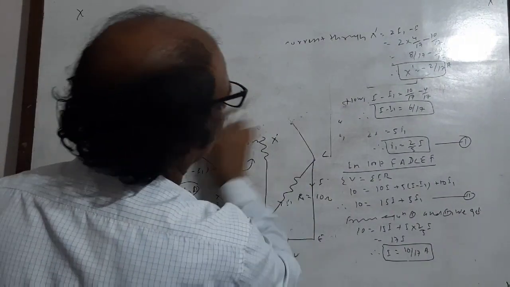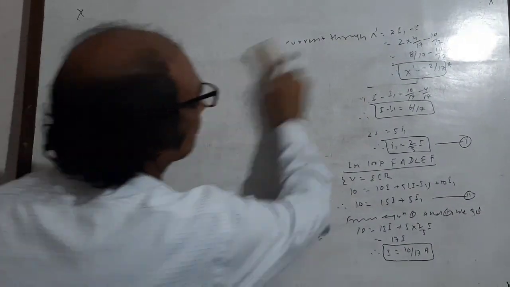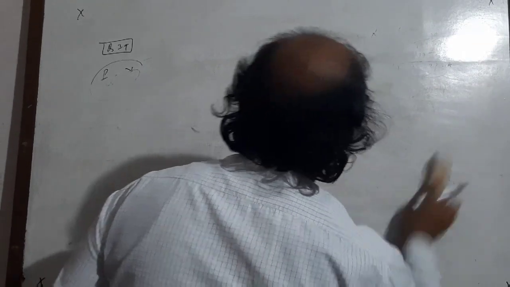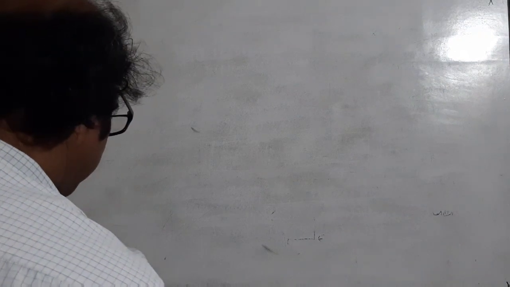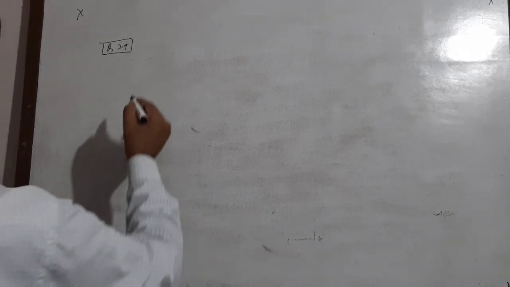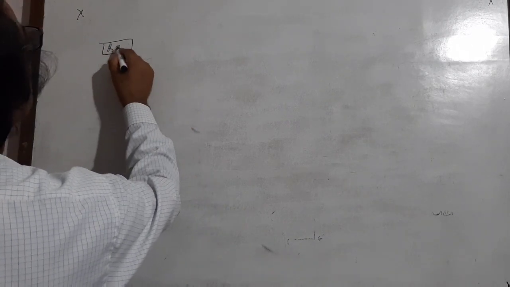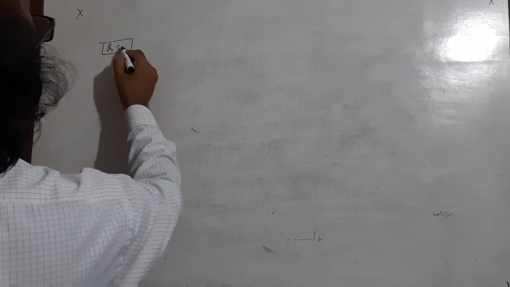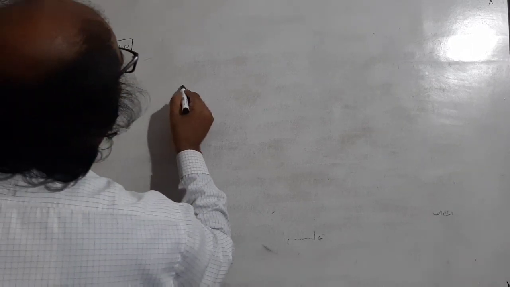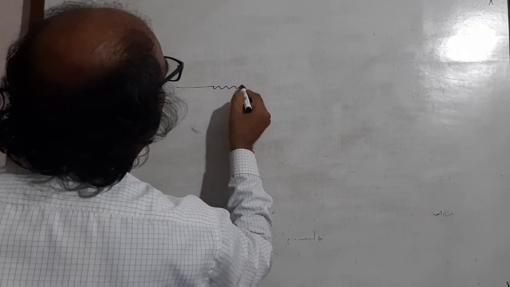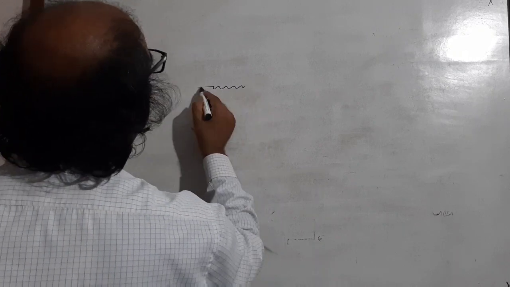Now the next question. And the next question is based on the meter bridge. So question number 3.10, and it is the Wheatstone bridge.